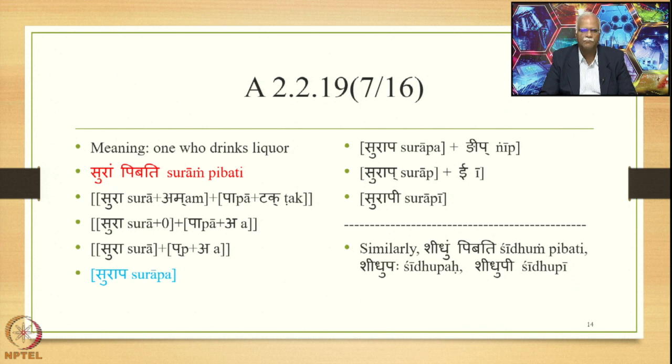This is the finally derived compound output. Now we continue the derivation in order to show the purpose of the marker T, which triggers the addition of the feminine suffix ngip. Ngip is E, and so we have surapa plus E. Because this is E, yasyeti cha 6.4.148 applies and deletes the final A in surapa. So we get surap plus E, and so we get the form surapi, the feminine form. Similarly, we can have shidhum pibati, shidhupa, and then shidhupi.